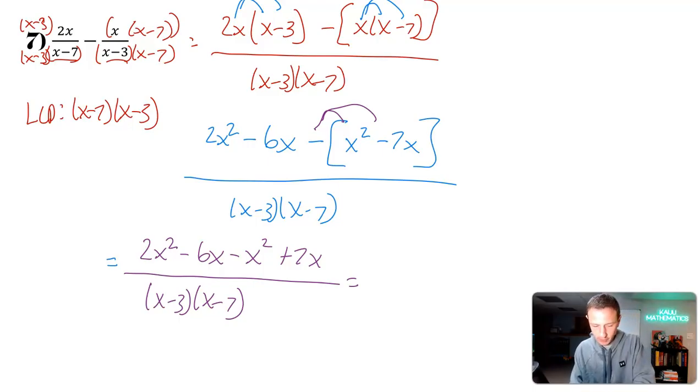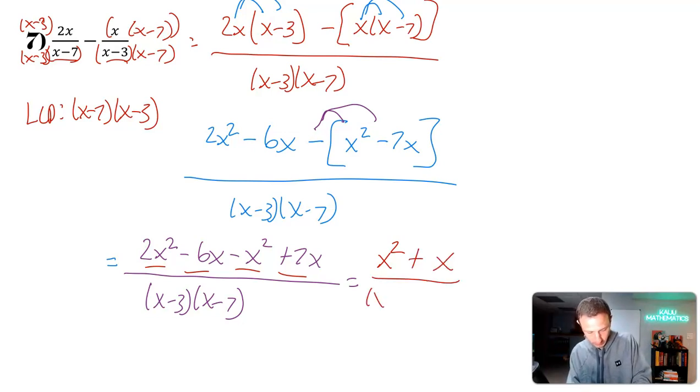Let's combine like terms. What happens? 2x squared minus x squared is 1x squared, so x squared. Negative 6x plus 7x, negative 6 plus 7 is positive 1. So positive 1x over x minus 3, x minus 7.